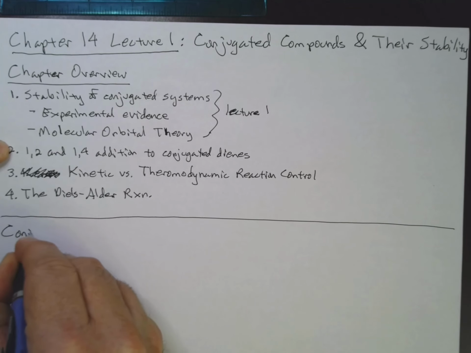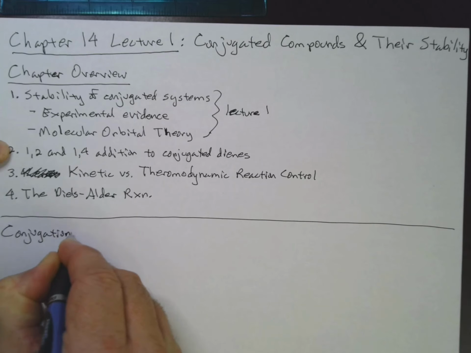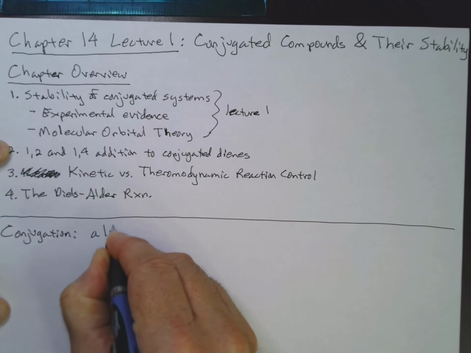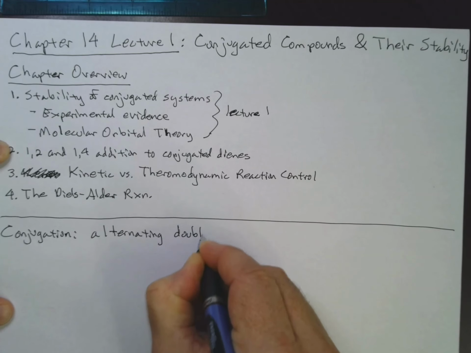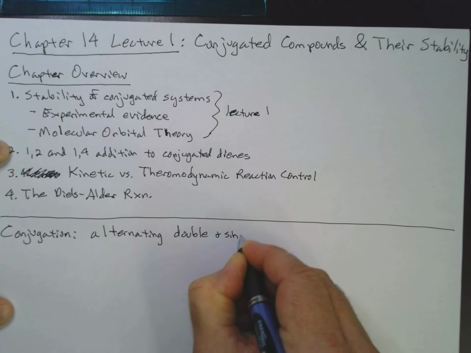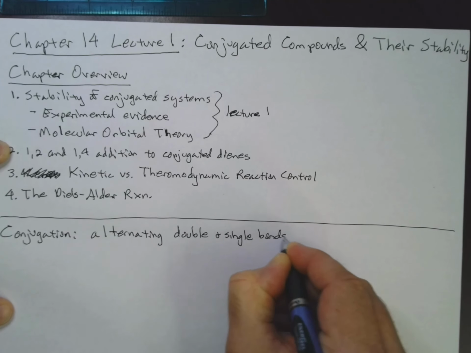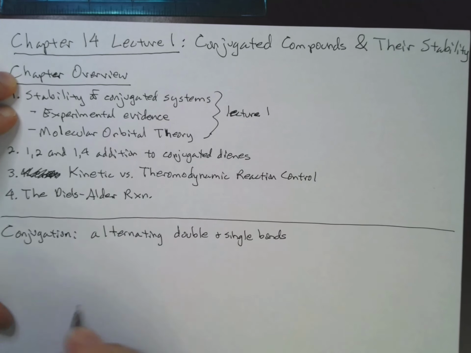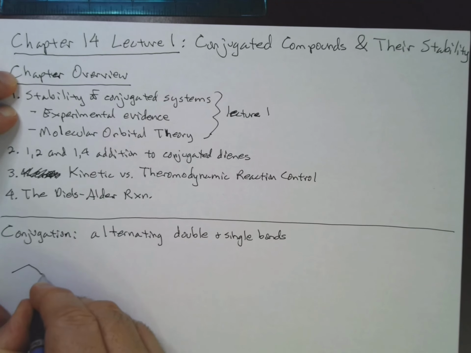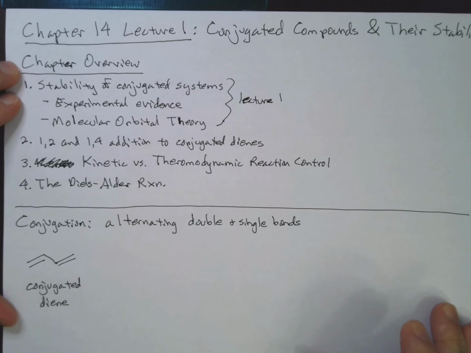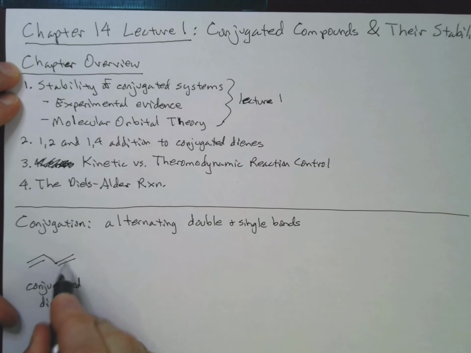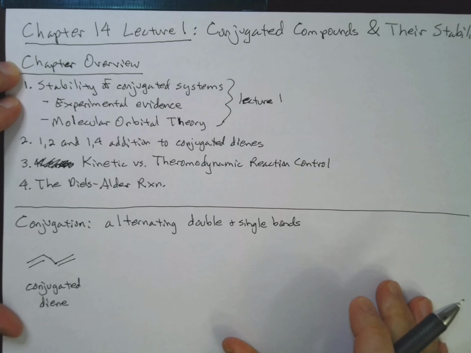So, conjugation. Conjugation is simply alternating single and double bonds. Or let's focus on the double bonds, so double and single bonds. So we could have a conjugated diene here. I've got an alternating single bond with two double bonds: double, single, double.